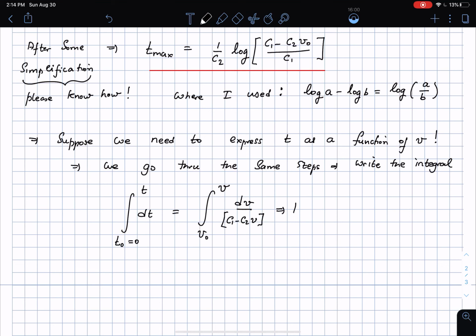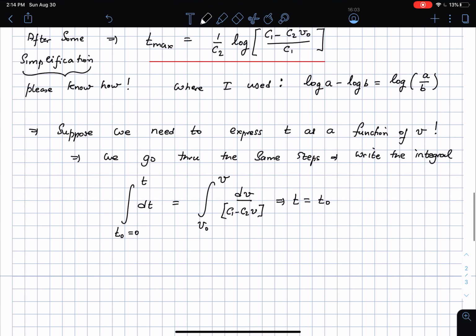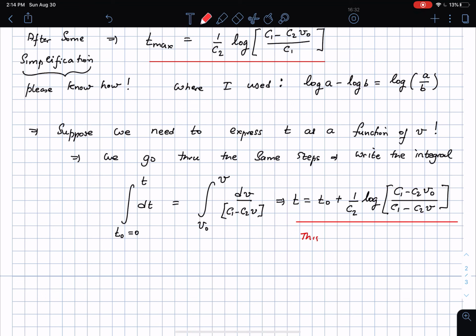Okay, which will tell you that t is equal to t naught minus 1 by c2, or you can write it as plus 1 by c2 after the simplifications, logarithm of the following ratio, c1 minus c2 v naught divided by c1 minus c2 v. Okay, this is a more general equation. Something to keep in mind.